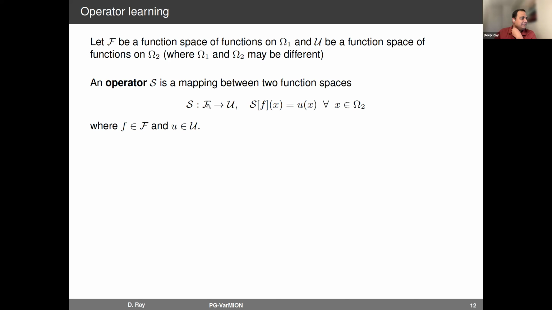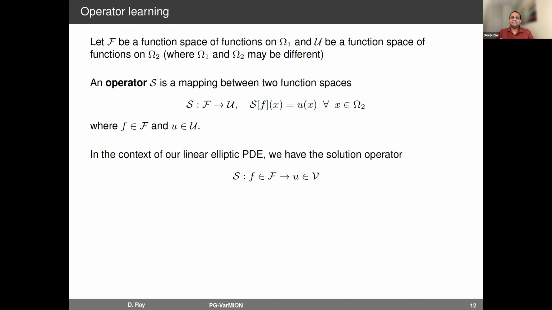So that if I take any function f from this curly F and I feed it to the operator, I'll get another function in this function space U, right? So that'll be u of x, where x is now going to be sampled in omega 2. So this is what an operator is. It's just a mapping from one function space to another. So in the context of, say, our PDE, assuming, let's say, that G is fixed for now, then for our linear elliptic PDE, the solution operator of the PDE is the one that maps the source function f to the corresponding infinite dimensional weak solution u.